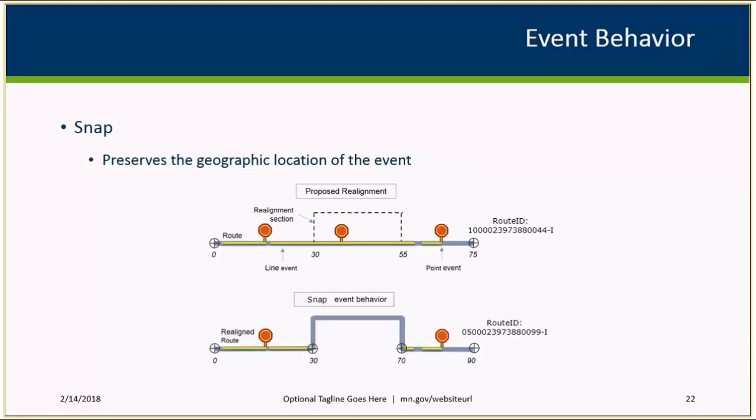For the snap behavior, the location of the event is preserved by snapping the event to a concurrent route. So what this does is it preserves the geographic location of the event. So it has a similar presentation to the stay put behavior, but in this case, the geographic location is preserved.